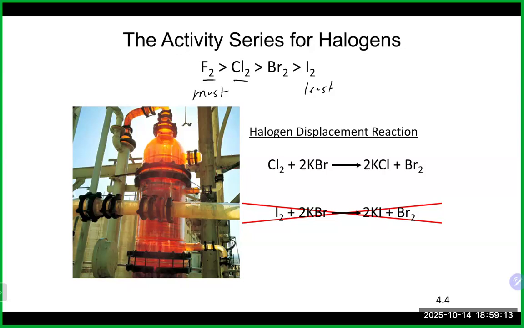And that's why when we look at this one here, this will definitely replace because chlorine is higher on group 7 than bromine. This one will not take place because iodine is lower in group 7 than bromine. These again are still redox reactions that are taking place.